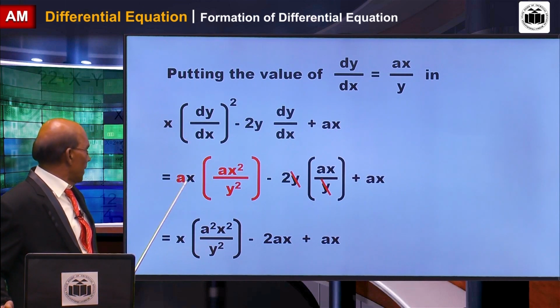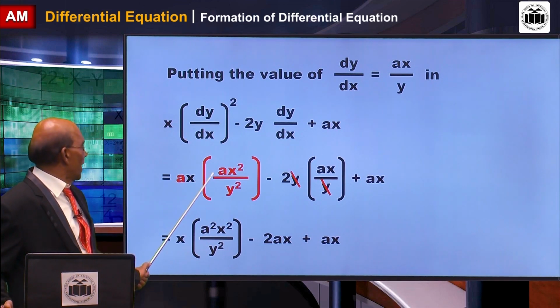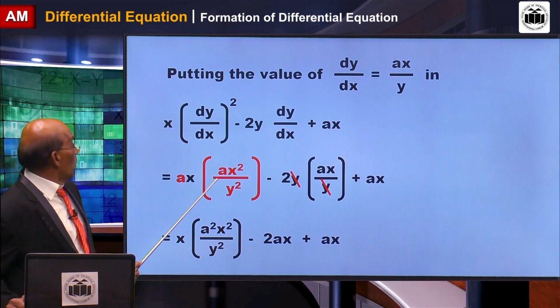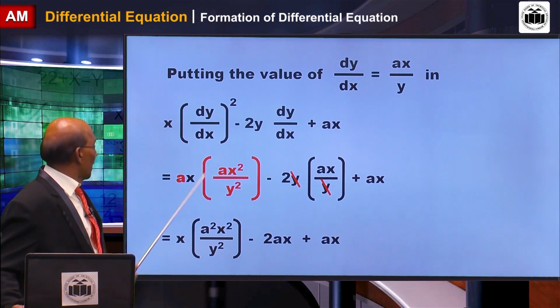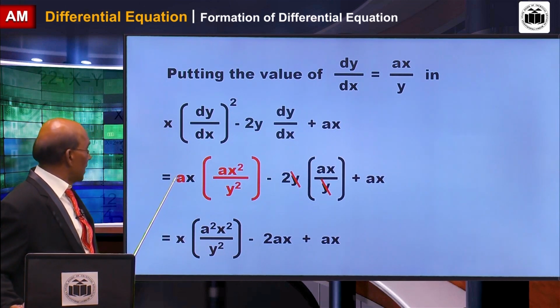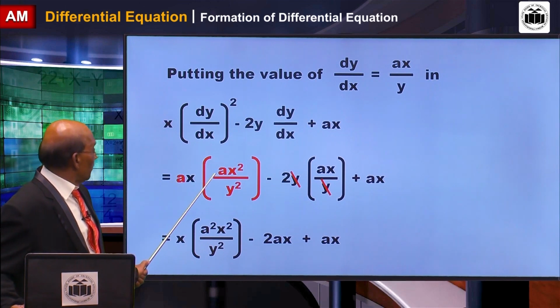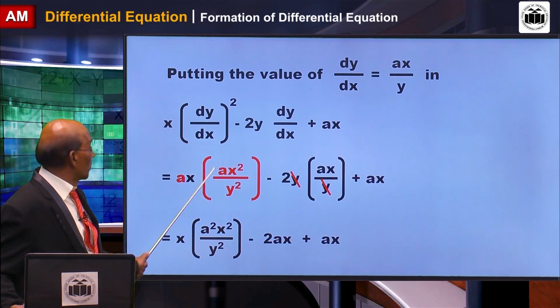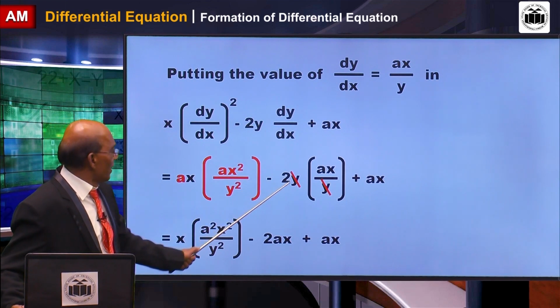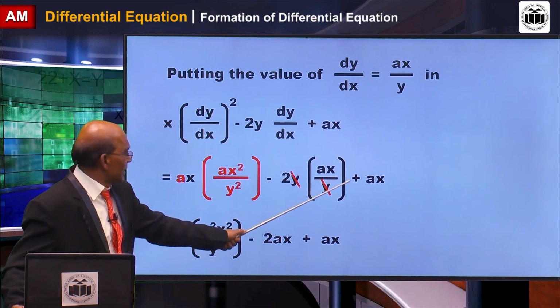We can write that here as ax into ax square upon y square. Why do we write ax square upon y square here? Because in future we are going to know that this value of ax square upon y square must be y square upon y square. So minus 2y into ax upon y plus ax.